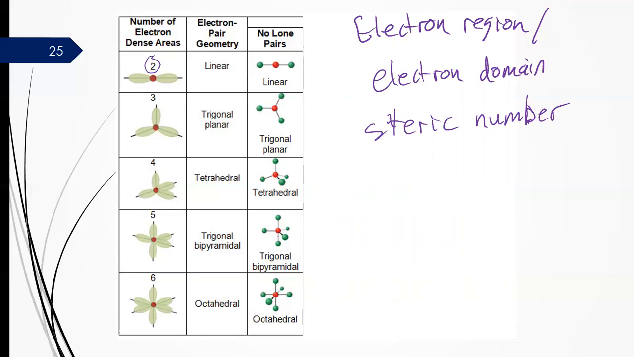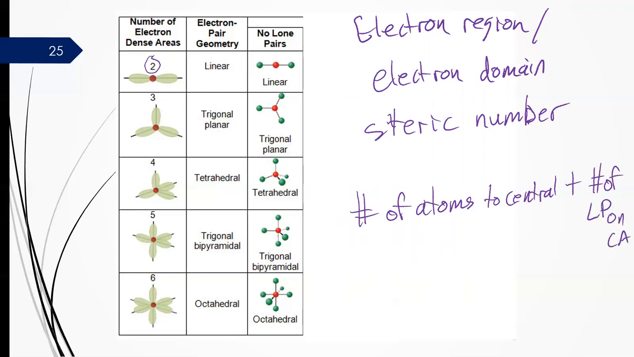And all of them are found the same way. It's the number of atoms attached to the central one plus the number of lone pairs on the central atom. Right? So we're always looking only at the central atom. If you have two of them, then you're going to take on this electron pair geometry, linear.